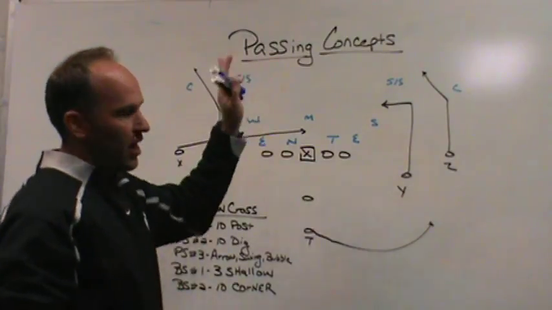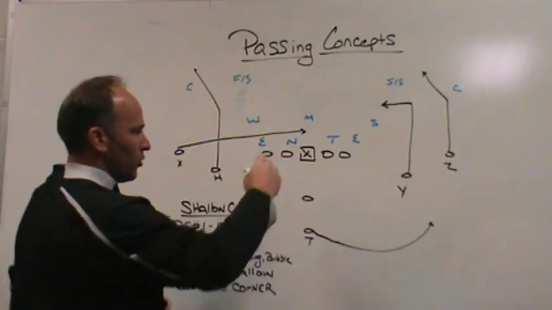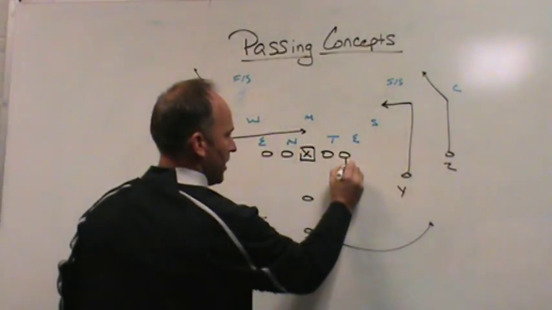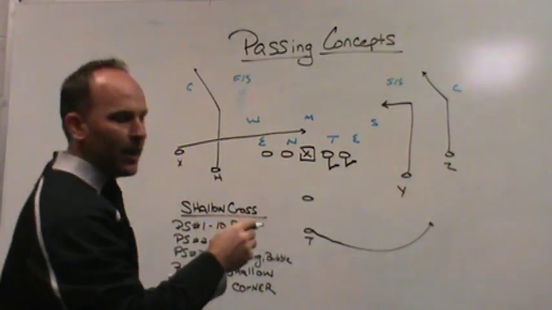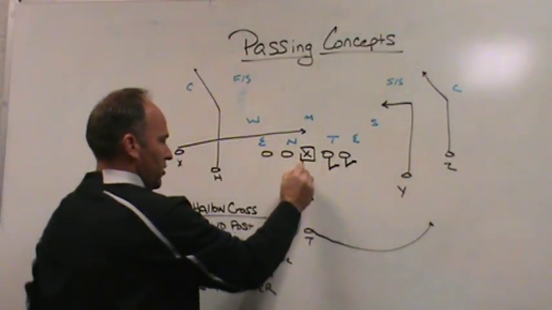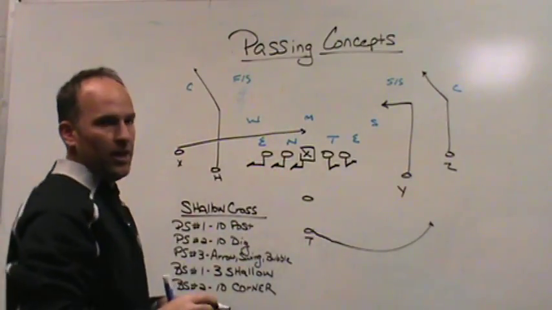Now, if this is a right side concept, what we're going to do with the O-line is use half slide principles. So the right side is going to be man. We're going to be man here, man here. The center is going to turn the protection back and create the zone side. So he's going to go backside A, backside B, backside C.